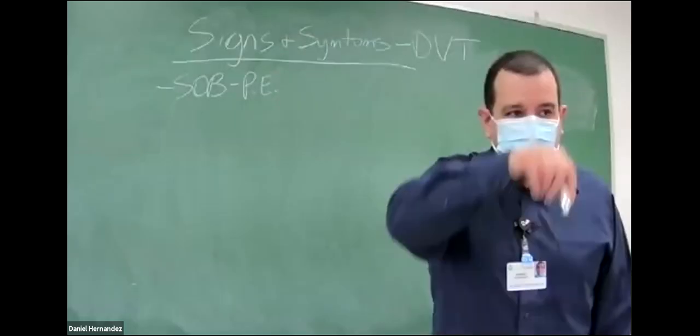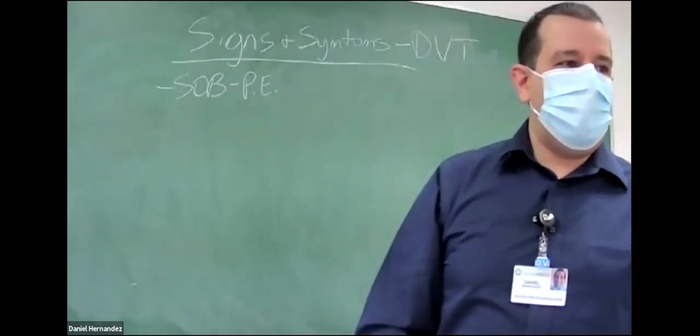Claudication. So claudication is more a term that we associate with arteries. So that's arterial circulation. But along those lines, pain. Okay. So lower extremity pain. Swollen. Or tenderness. We can say lower extremity and upper extremity. We can just do extremity pain and tenderness.